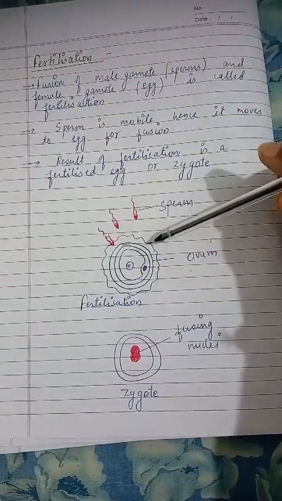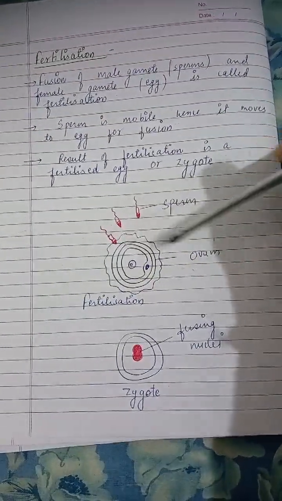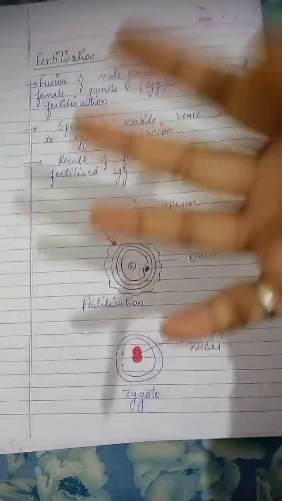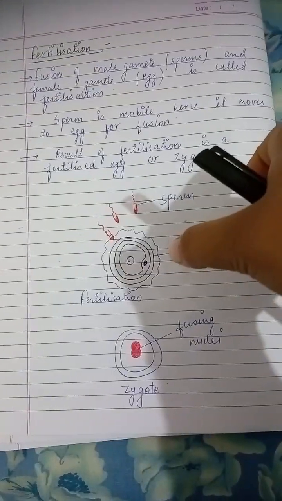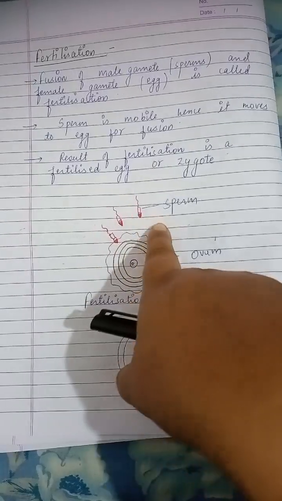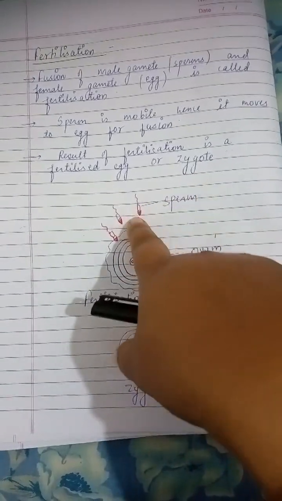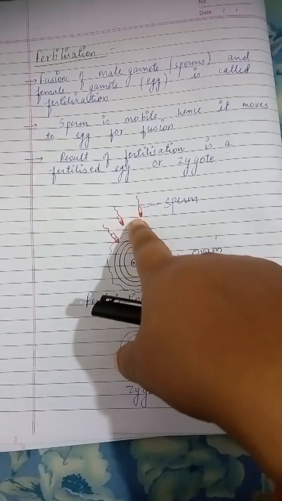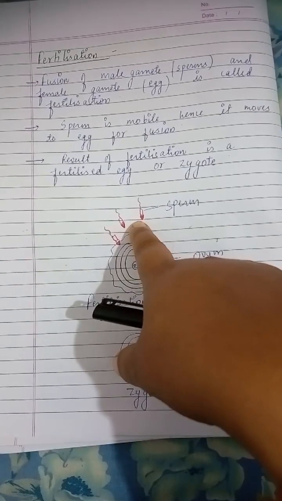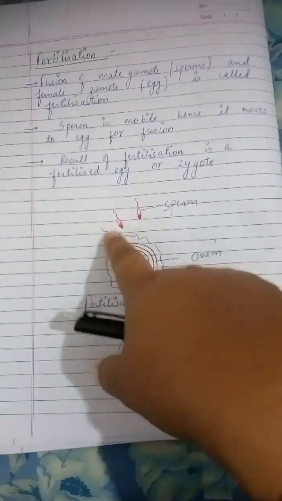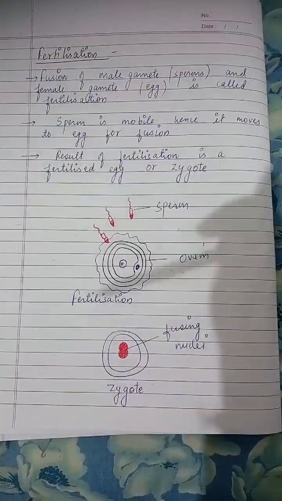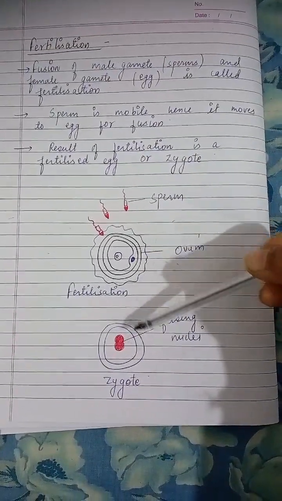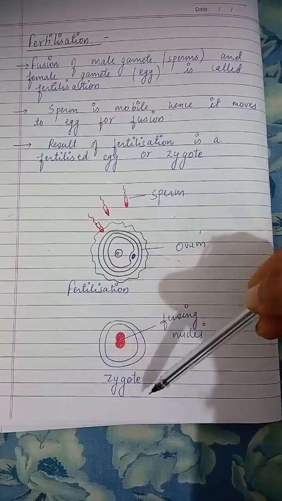See, here we can see it is ovum. Ovum is basically the egg or the ova, that is a female reproductive gamete, which gets fused by the sperm. Sperm is a mobile or motile gamete which comes to the female gamete. It fuses and forms a nucleus, that is the structure known as zygote.